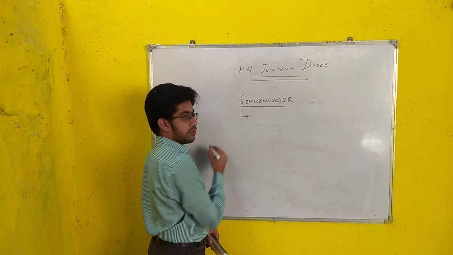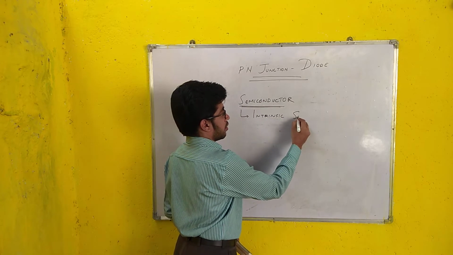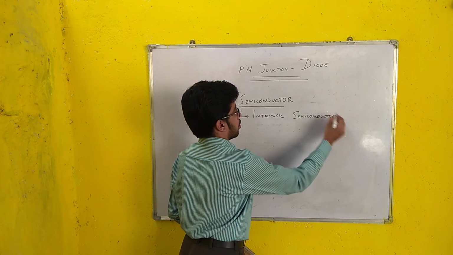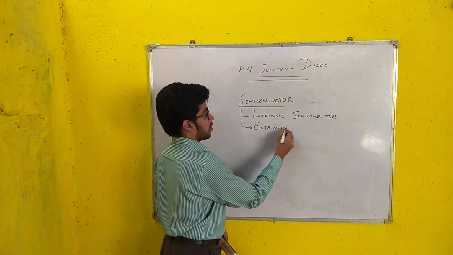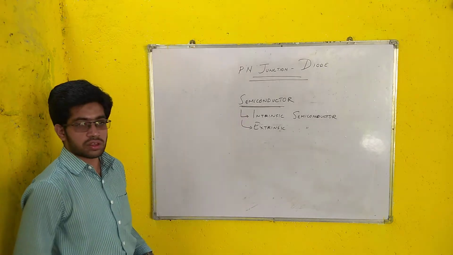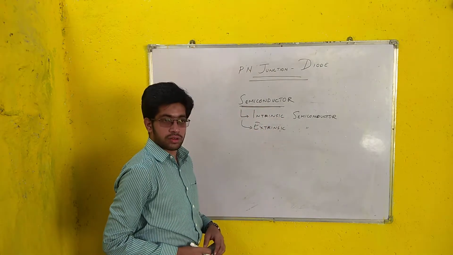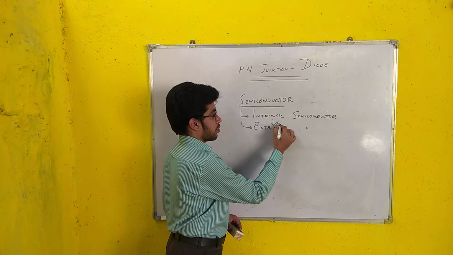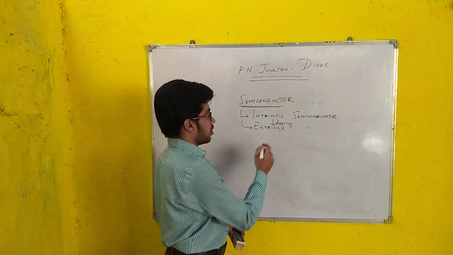Semiconductors are classified into two types. One is the intrinsic semiconductor, the other one is the extrinsic semiconductor. Now, what is intrinsic? What is extrinsic? The pure form of a semiconductor is referred to as intrinsic. When the intrinsic semiconductor is doped, it becomes an extrinsic semiconductor. Doping means adding impurities.